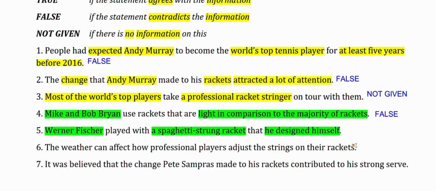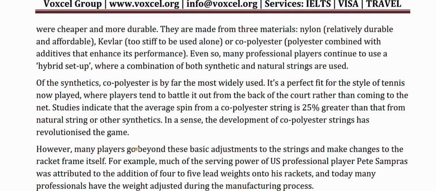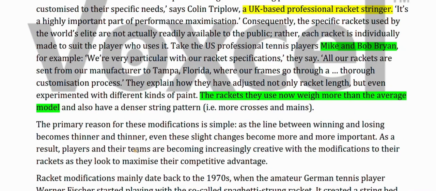So the answer will be true if this particular player has designed this particular racket himself. It will be false when the racket is not designed by himself but rather by someone else. It will be not given when we don't know what kind of racket he uses, or whether he designed it himself or someone else designed it. Okay, let's see where the information is given about this particular player. Werner.